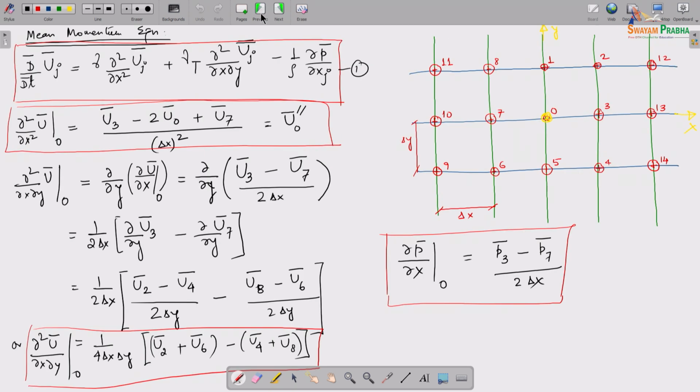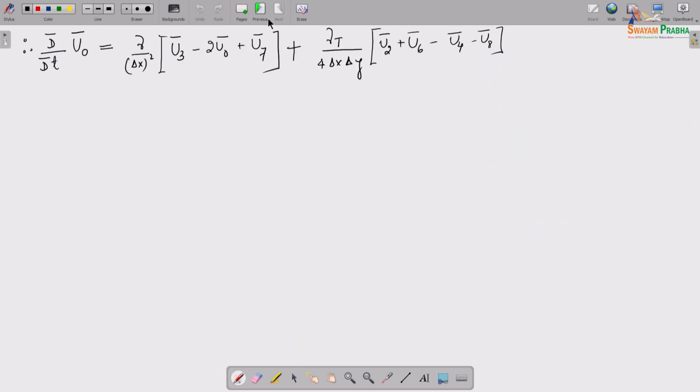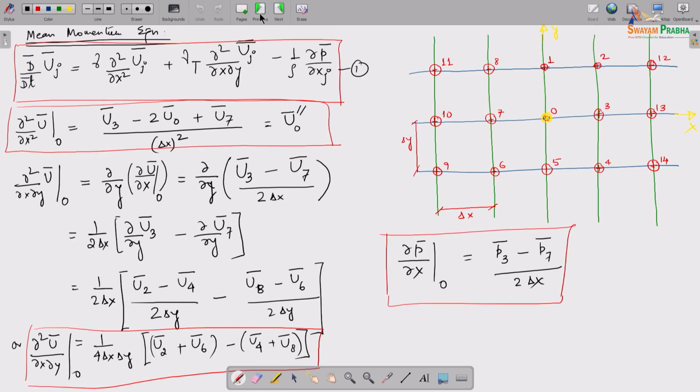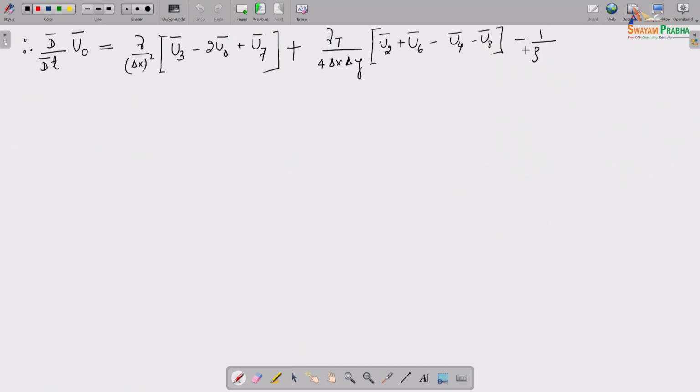And then again, if I go back, the pressure term at this location is minus 1 by rho into P3 minus P7, so minus 1 by rho 2 delta x, and this is P3 minus P7. So this is essentially one equation.